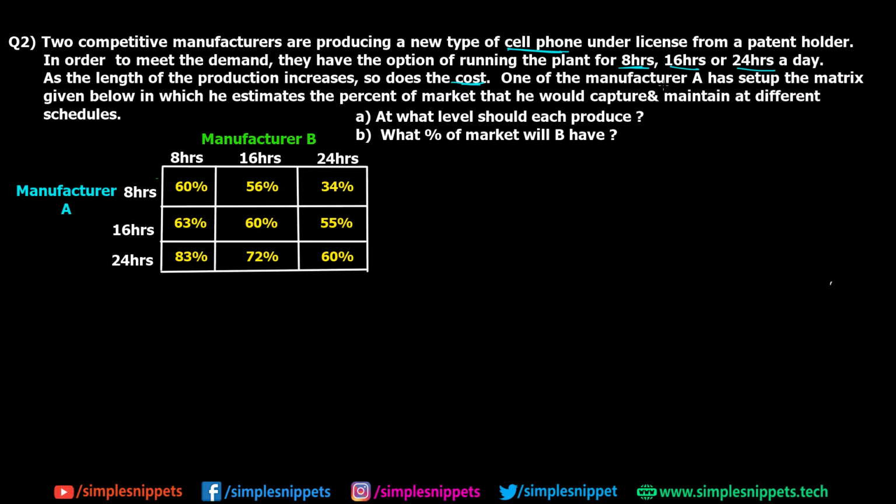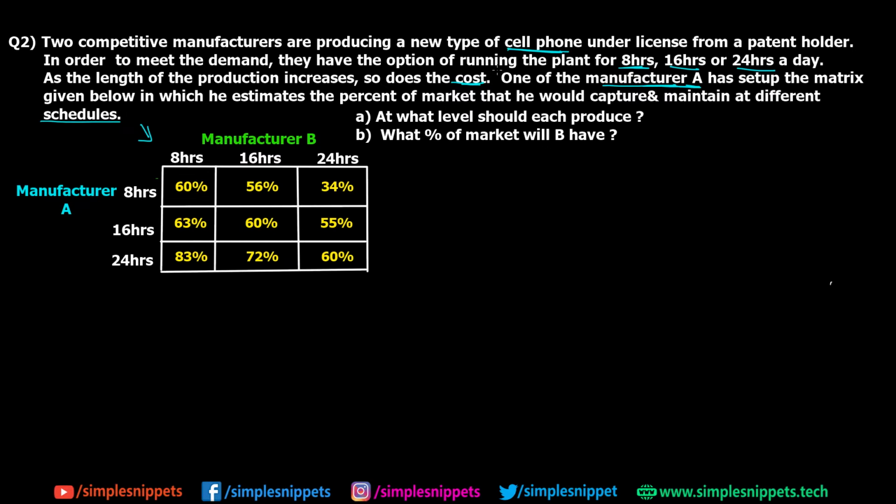Now one manufacturer A has set up the matrix given below in which he estimates the percentage of market that he would capture and maintain at different schedules. So the things we have to find out is at what level should each produce and what percentage of market will B have. So we have two manufacturers, they are manufacturing a new type of cell phone, but this matrix that is given is being prepared by manufacturer A.